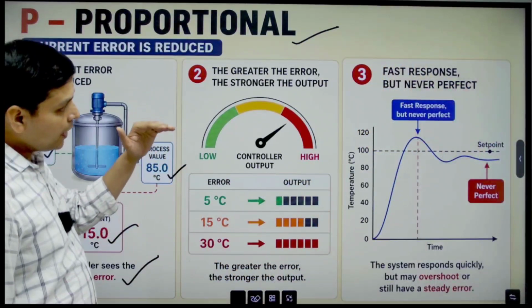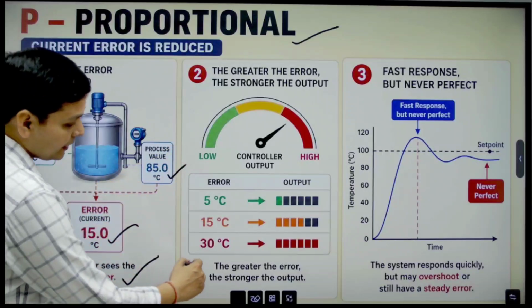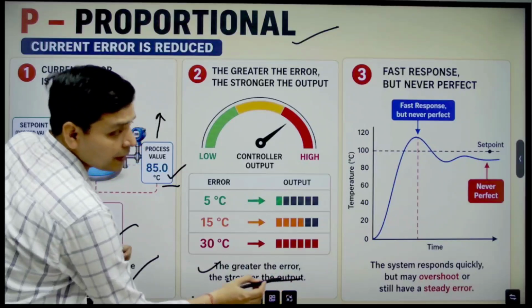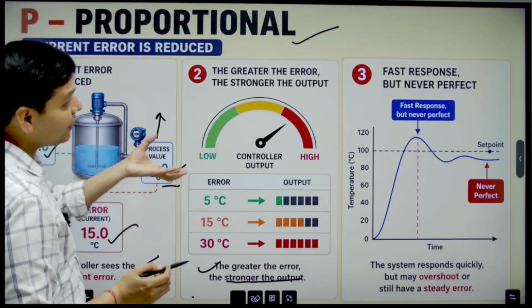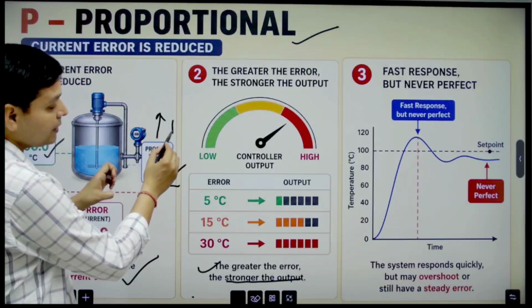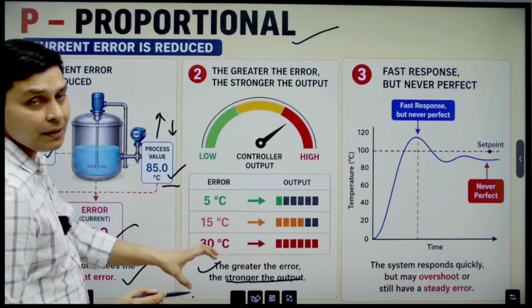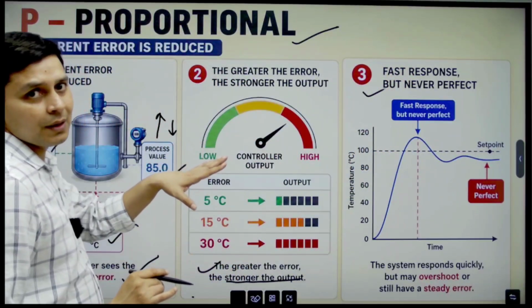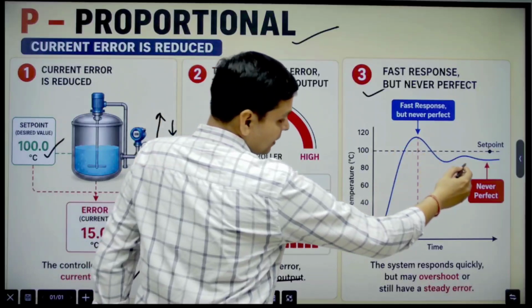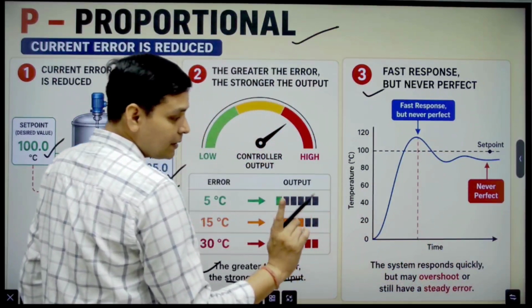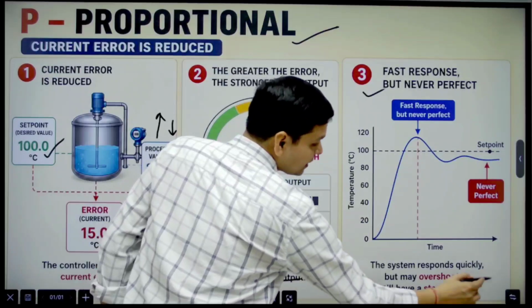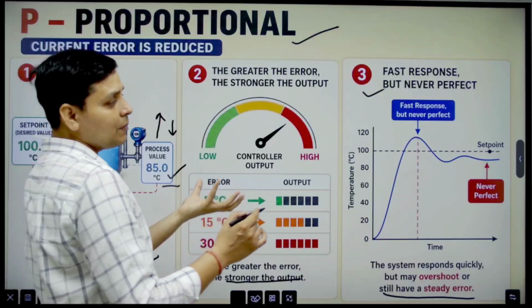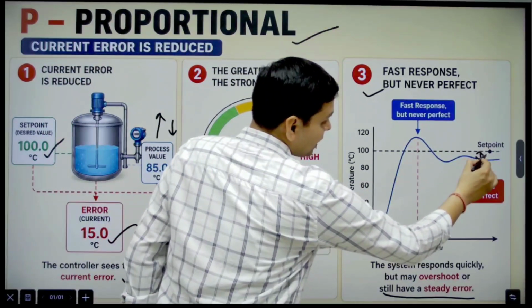Okay. Now, the greater the error, the stronger the output will be. If this error increases, then the output of the PID controller will increase. That means the value of P will increase, and if the error decreases, the value of P will decrease. Fast response but never perfect. It is the drawback of the P term. It will never be perfect. The system responds quickly but may overshoot or still have a steady state error. In a P only controller, or if we use only the P term, then there will be a steady state error.